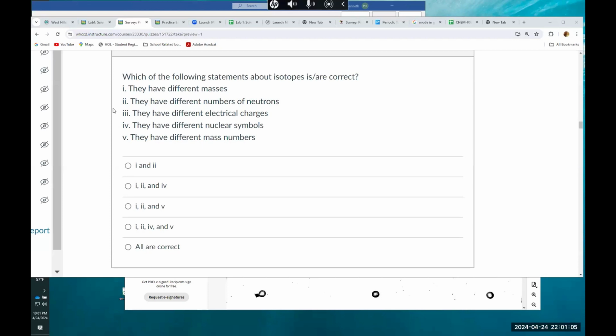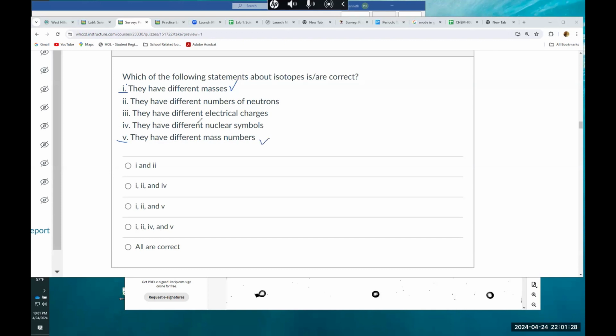Okay, let's break it down. First one, do you think the first one is true? Isn't 1 and 5 almost the same thing? Yeah. So are they true? I think all of them are true. I believe so. This is true. That one is. That one is.